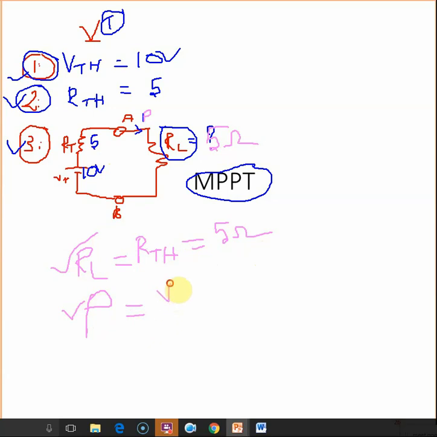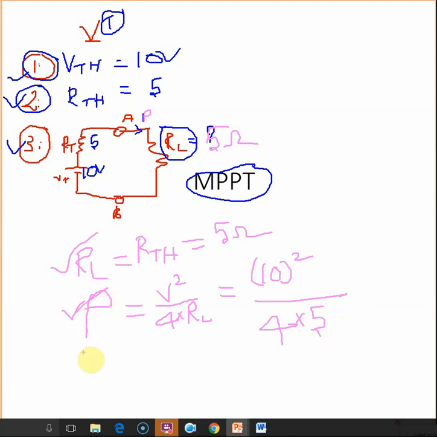Use the formula: V squared divided by 4 times RL, where RL is equal to RTH. Substitute. What is V? V means VTH, which is 10 volts. 10 squared divided by 4 times the RL value. What is the RL value? 5. That's all. So this is the maximum power you need to find out.